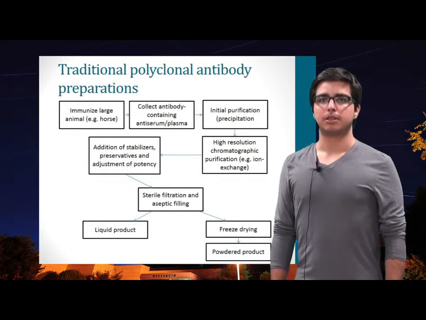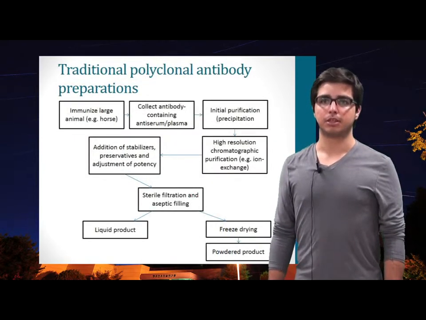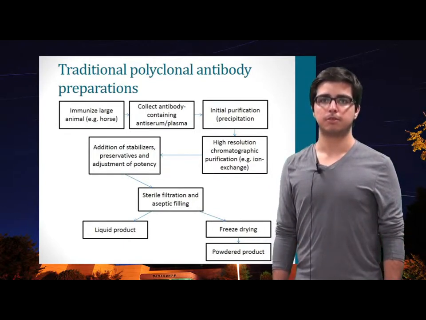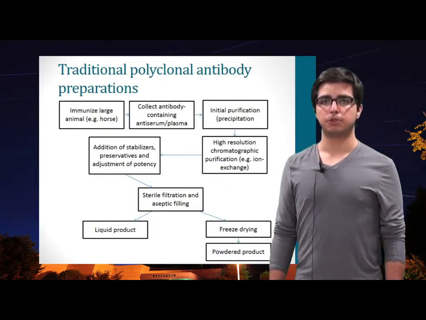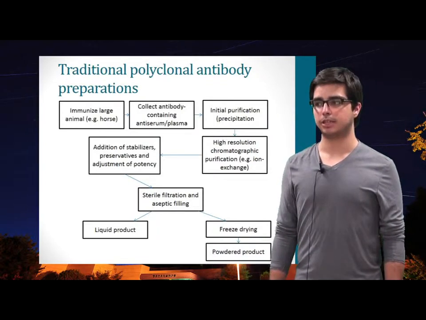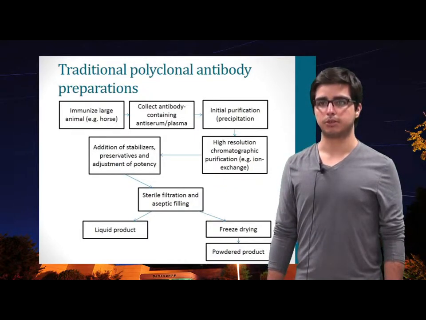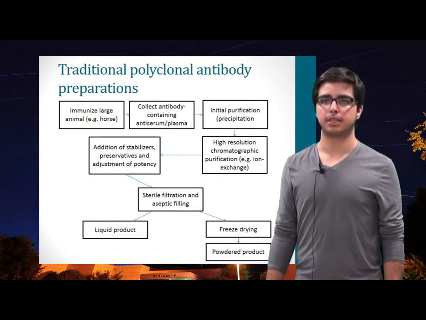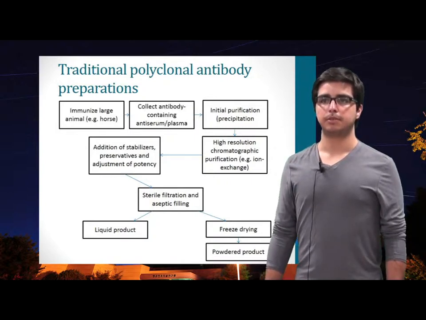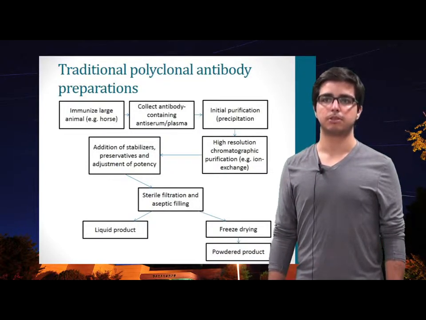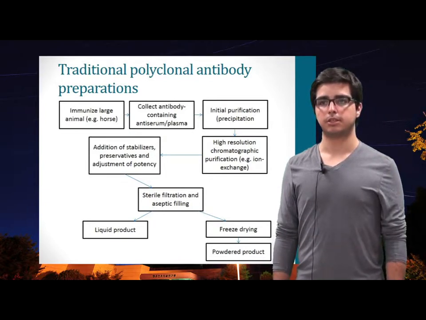So now I'll talk about traditional polyclonal antibody preparations. In this case, we are talking about the process for obtaining them from an animal source. First, you immunize a large animal by injecting the antigen of interest. Then, once we get the desired concentration of the antibodies that detect this antigen, we collect samples, and then we purify them, which can be done through precipitation and then high-resolution chromatography, such as ion exchange.